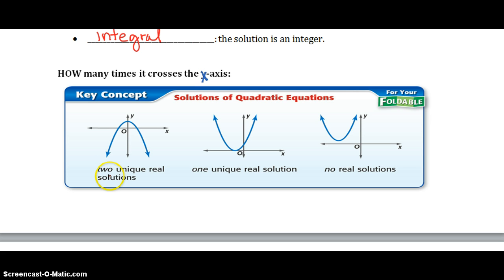So as you can see on the first one, it hits the x-axis twice, so it has two unique roots. Here it touches, the vertex is actually on the x-axis, so it has one real solution. And here the parabola does not touch the x-axis at all, so there are no real solutions.